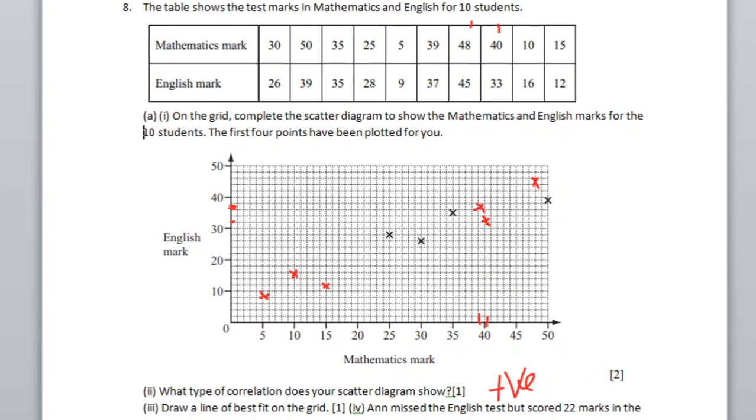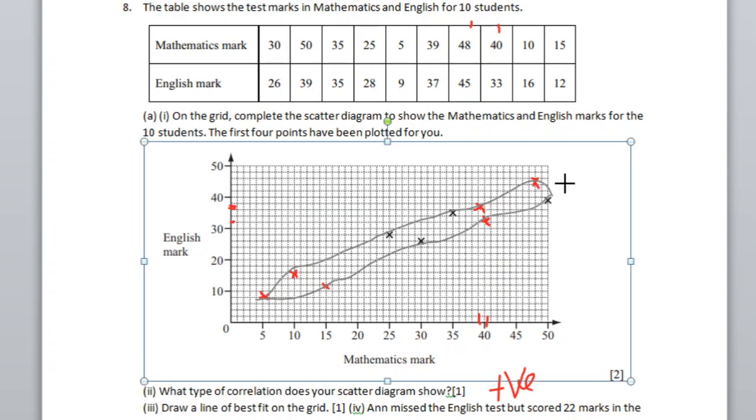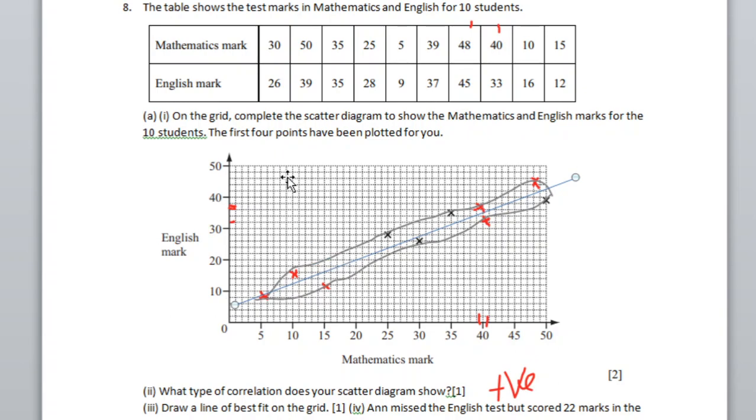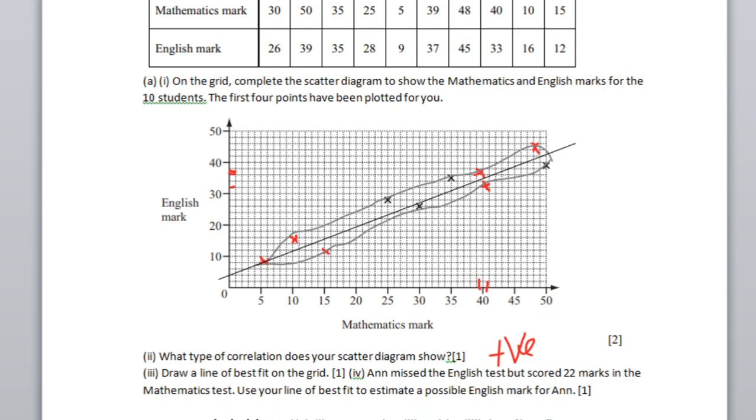Okay. Next part is part 3. Draw the line of best fit on the grid. So let's do that. For that, roughly trace the boundary of the given points and then draw the line of symmetry. So this is the line of best fit, the estimated line of best fit.